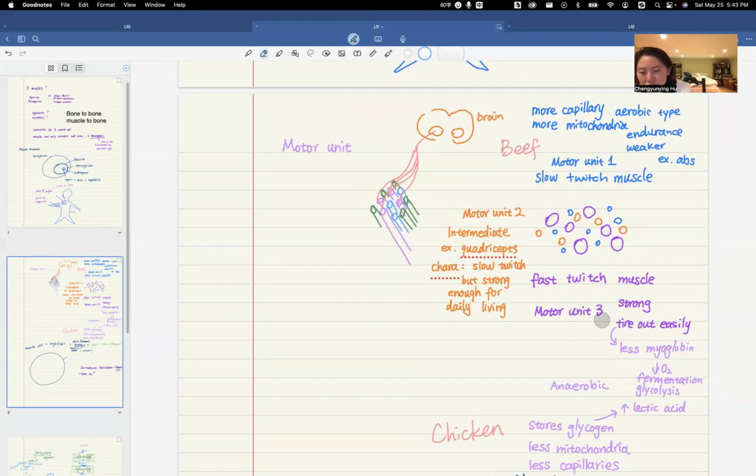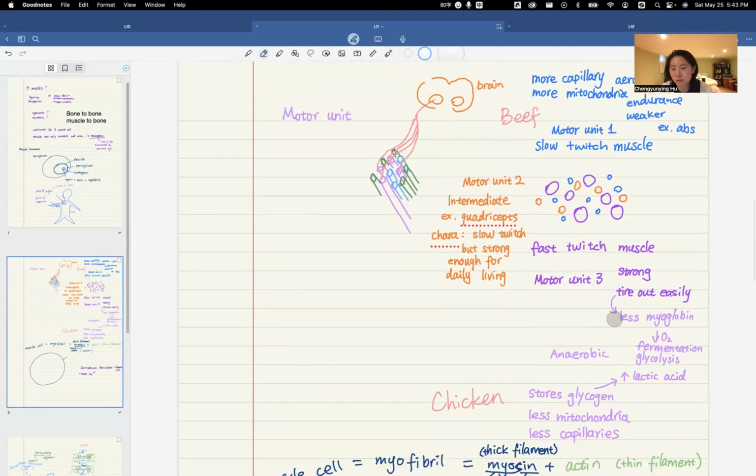I'll mention the third motor unit first. The third motor unit is the biggest one. It's strong, but it gets tired easily. It has less mitochondria and fewer capillaries, so it doesn't provide much consistent energy. It has creatine inside, phosphocreatine, and fewer capillaries. So it's a chicken type muscle.